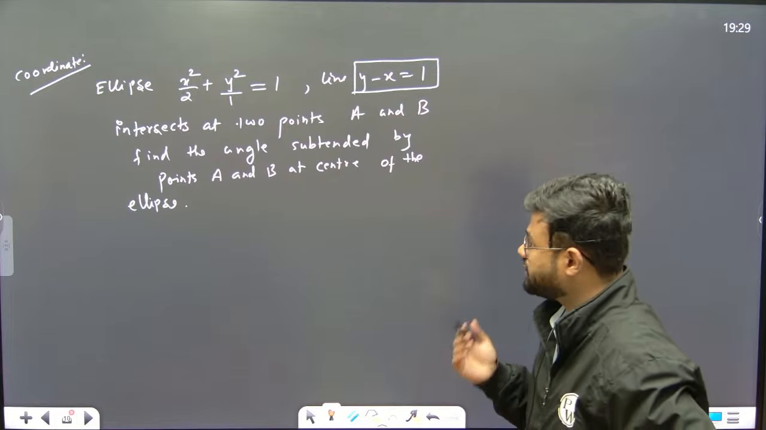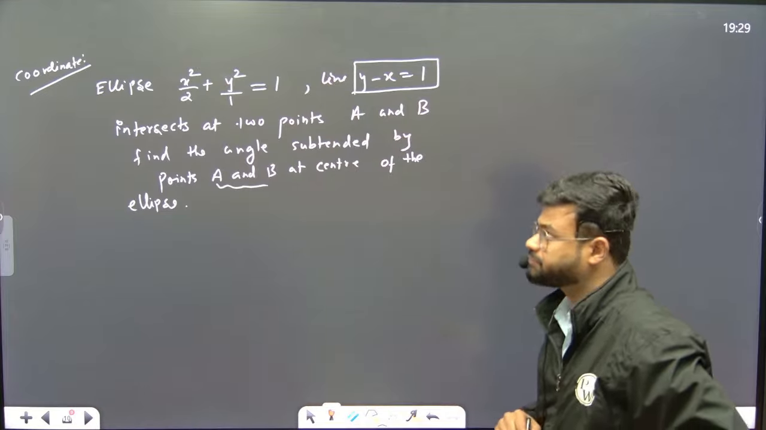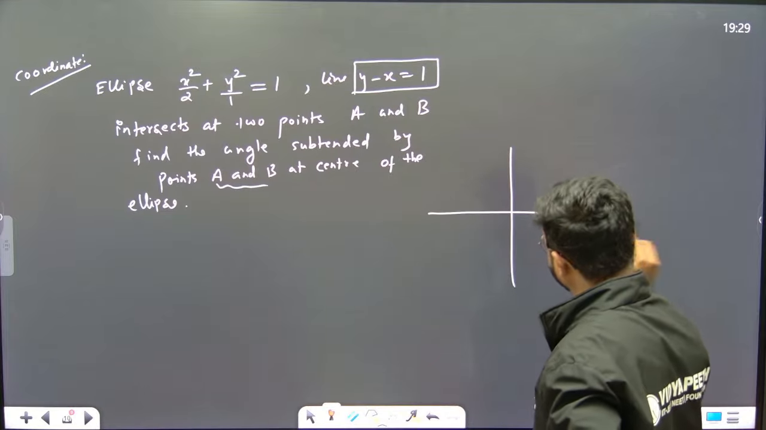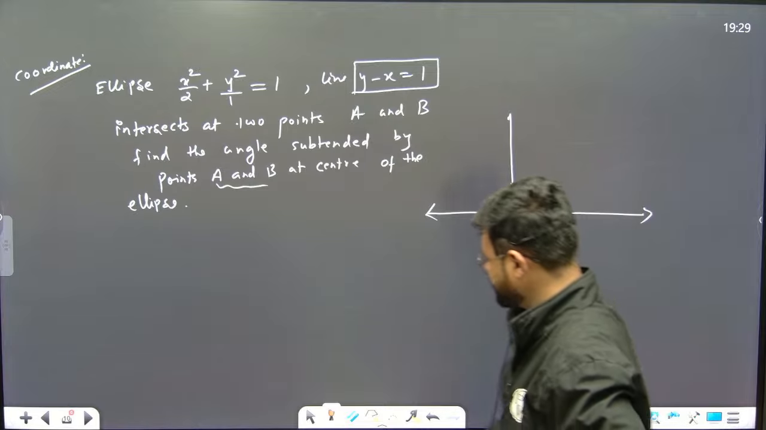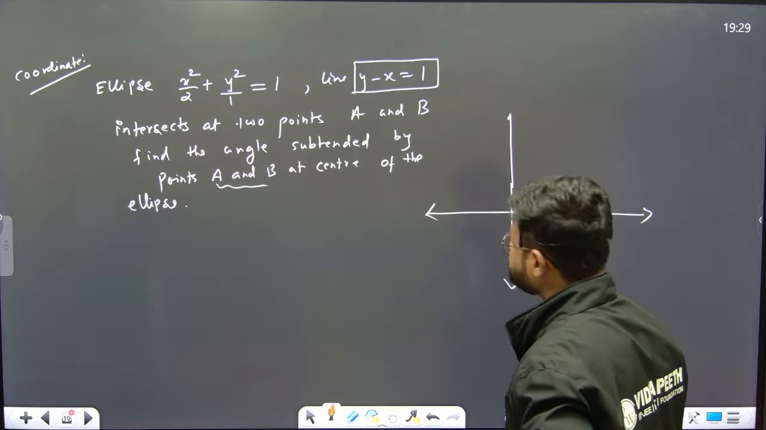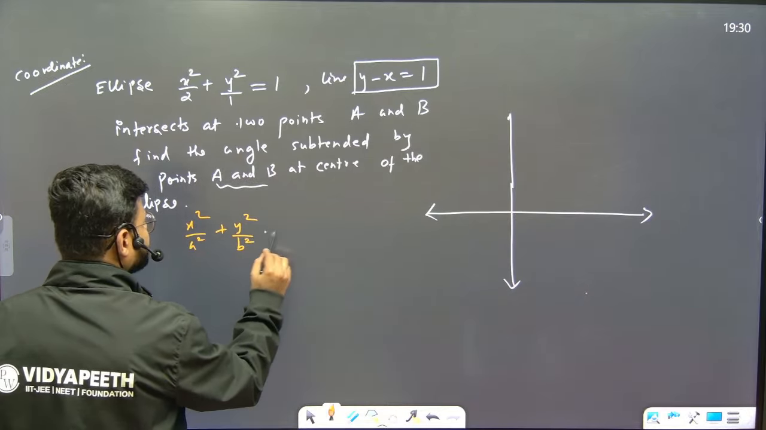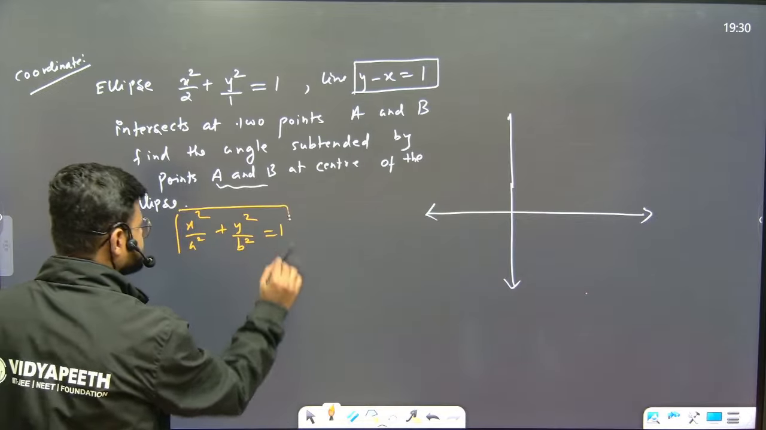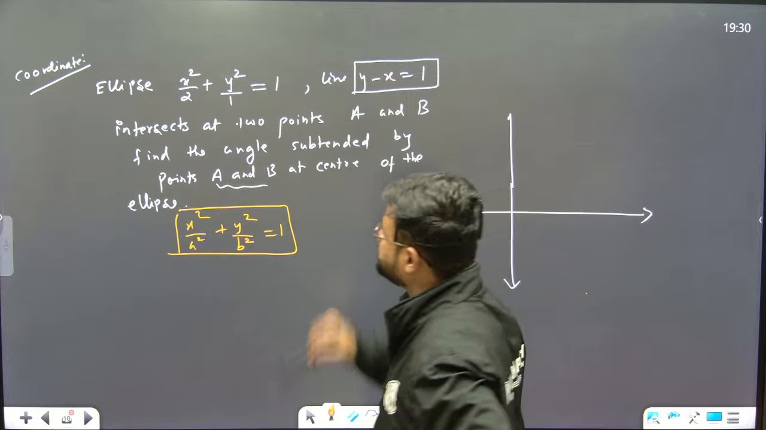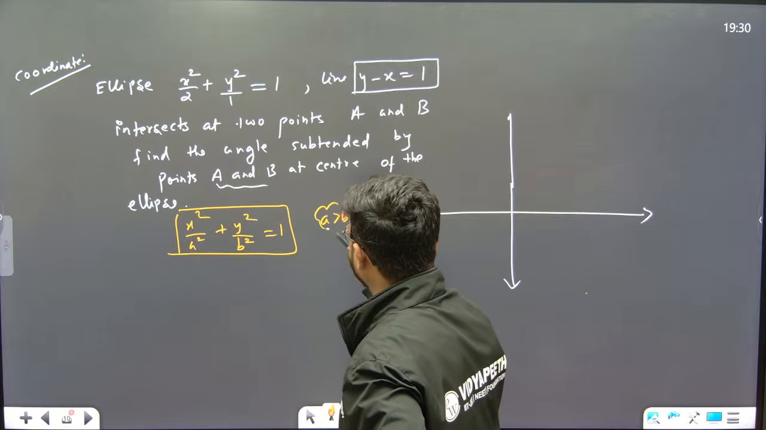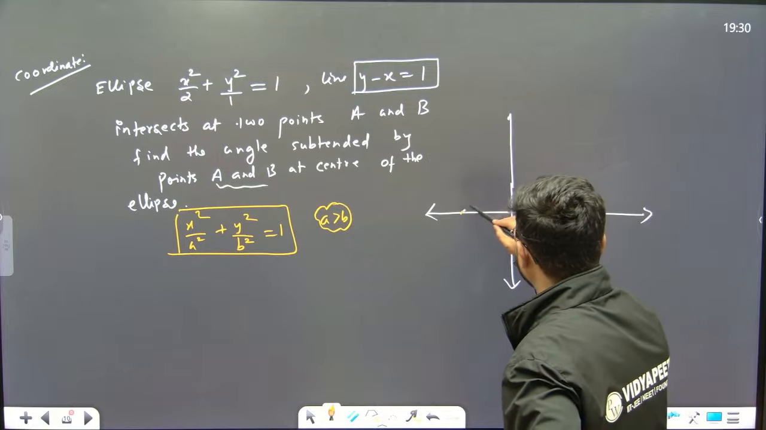This type of question, it's better to solve by plotting them on graph paper. If I want to plot the graph of the ellipse, I think everyone knows this is x square upon a square plus y square upon b square equal to 1. We already know there will be two cases: when a is greater than b and when a is lesser than b. In this question, you can observe a is greater than b. So when a is greater than b, the ellipse is going to be a horizontal ellipse. So let's plot the diagram.